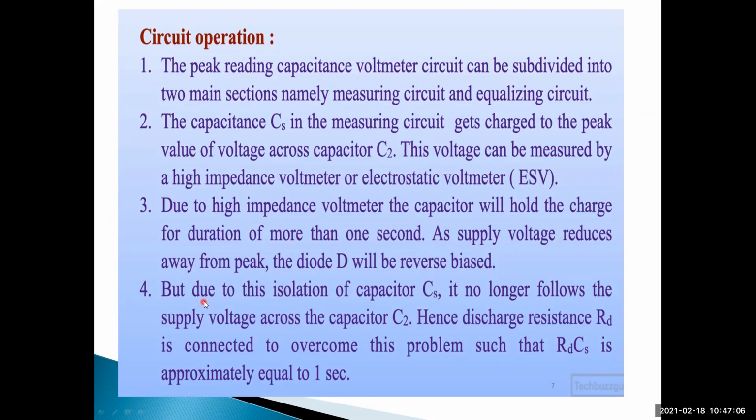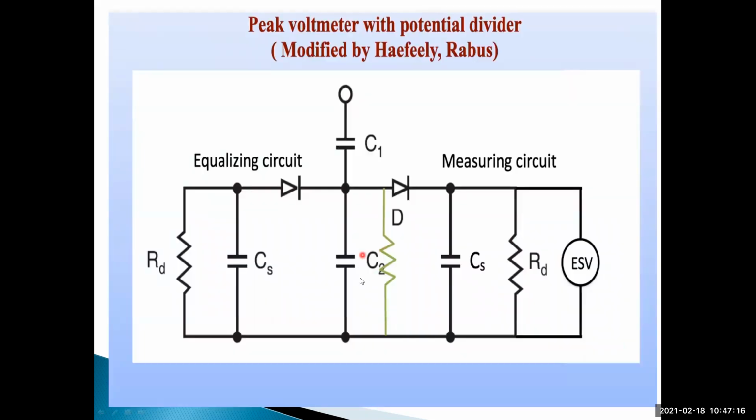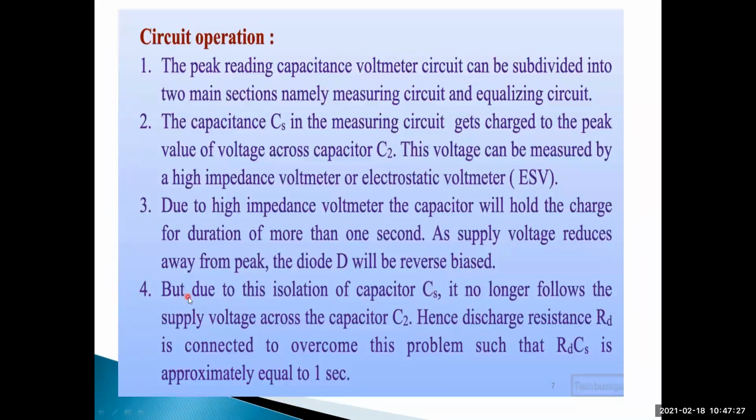Understood? But due to this isolation of capacitor CS, it no longer follows the supply voltage across the capacitor C2. That is the problem. So what happened here? C2 and CS have become isolated. Due to this isolation of capacitor CS, it no longer follows the supply voltage across the capacitor C2.